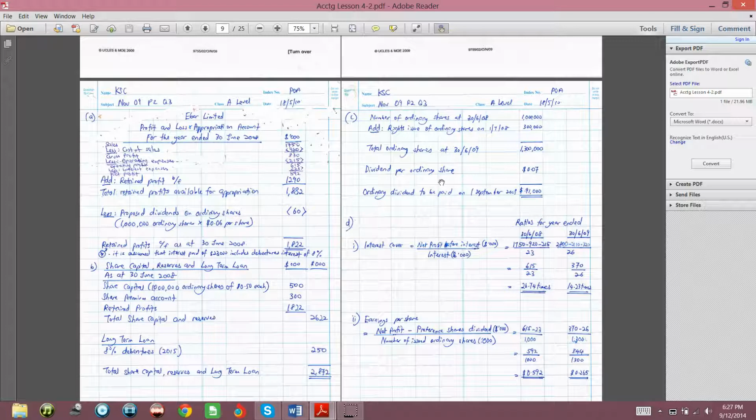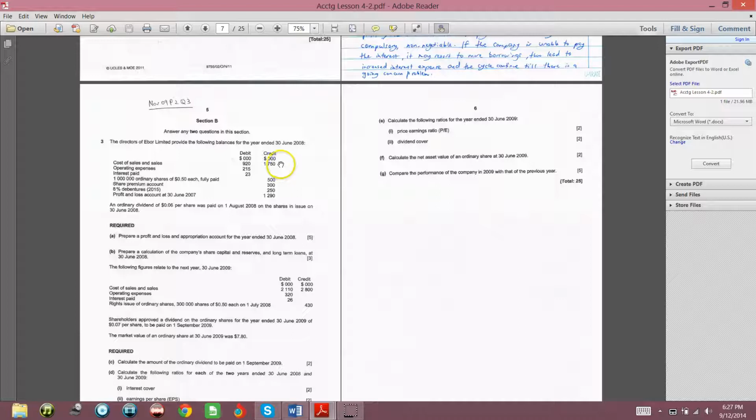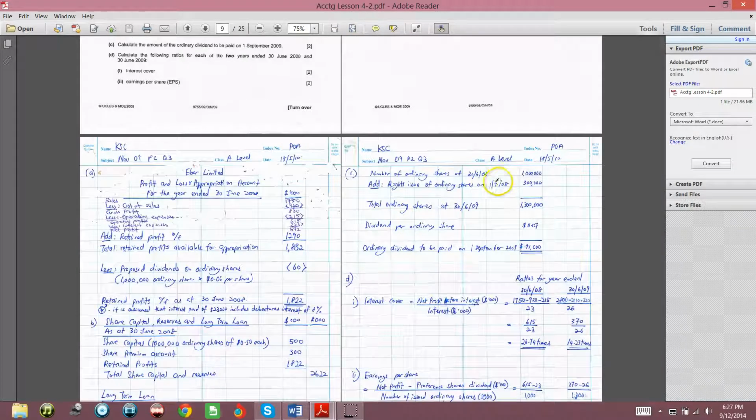So how many ordinary shares are there for the year ended 30 June 2009? I have to calculate the total ordinary shares at 30 June 2009. As at 30 June 2008, as stated at the beginning part of the question, the number of ordinary shares is 1 million.